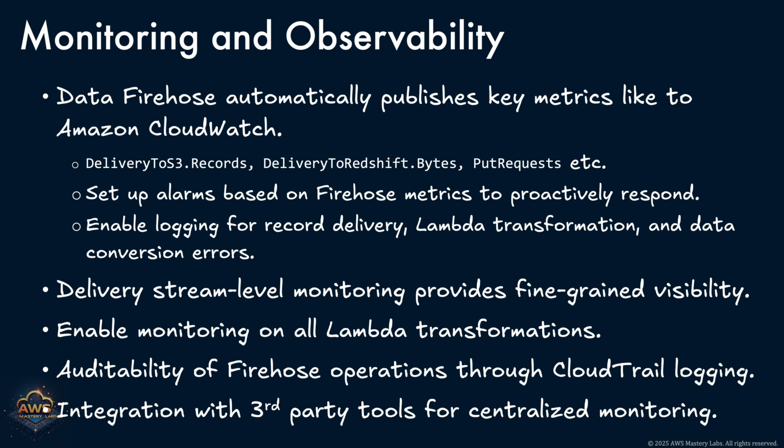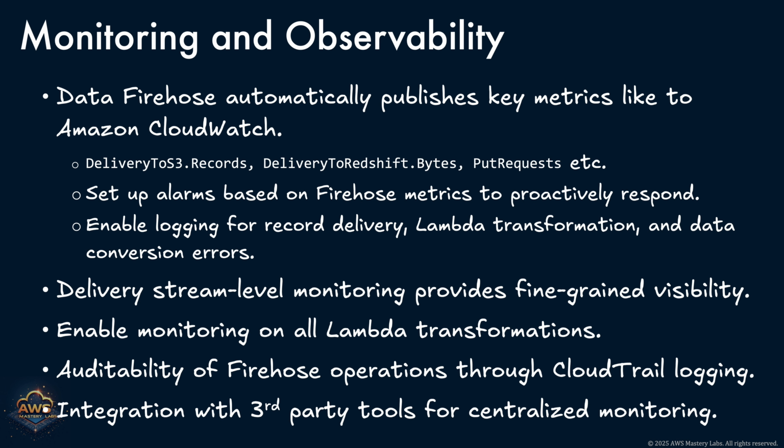When you're using AWS Lambda for record transformations, Firehose integrates seamlessly with Lambda's own monitoring framework. If there are issues related to execution time, memory usage, or invocation failures, these are logged automatically, allowing you to fine-tune your functions or adjust buffering parameters as needed.